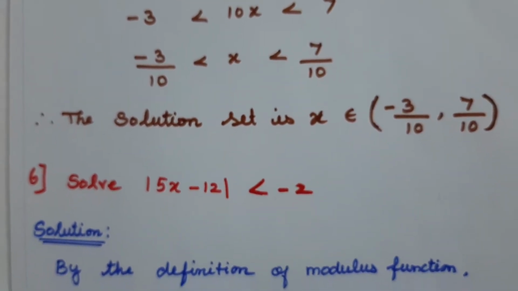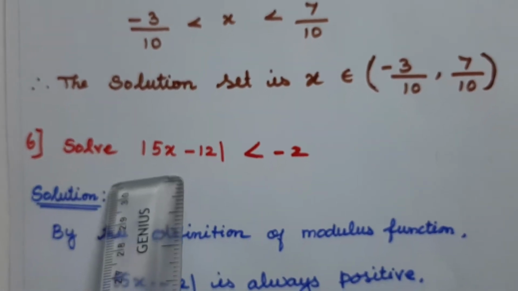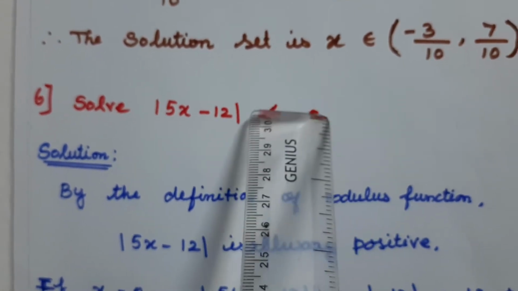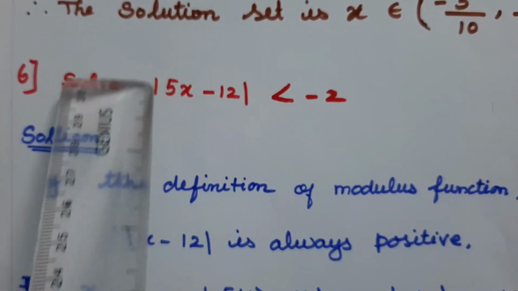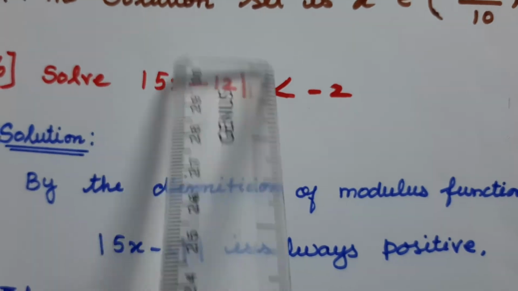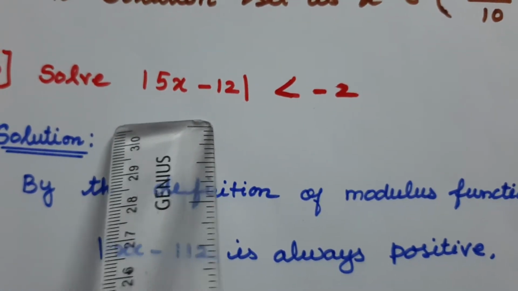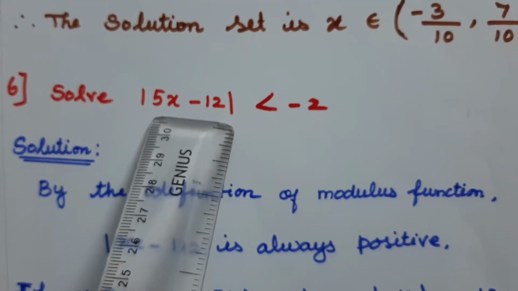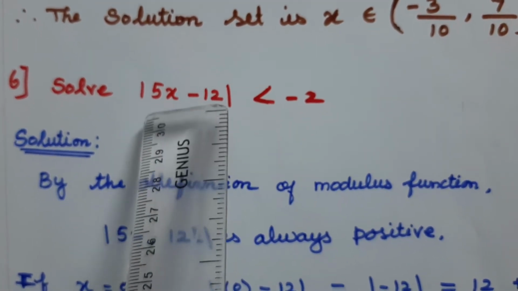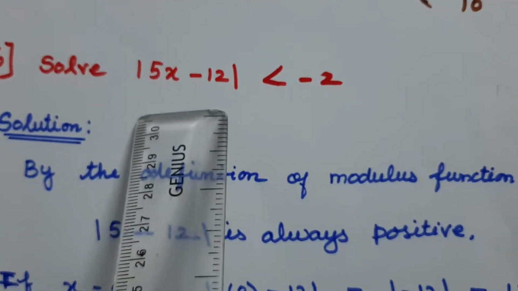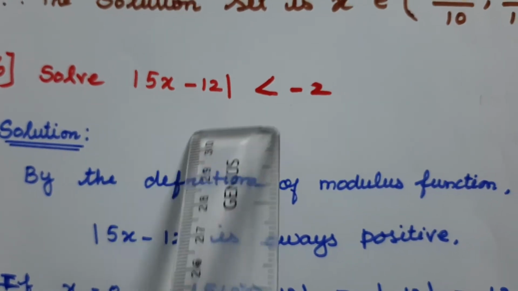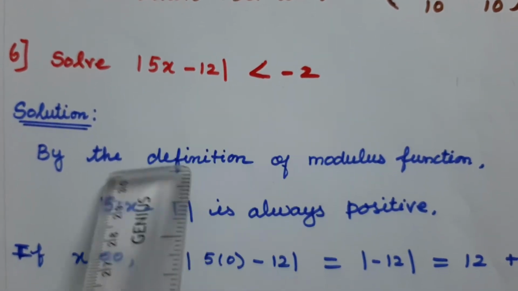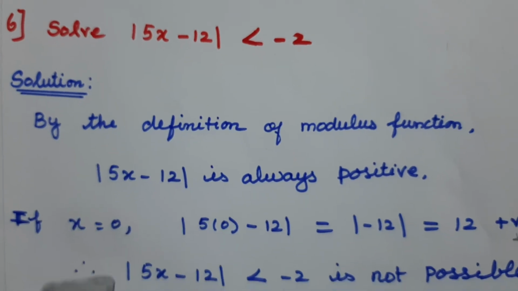Now, sixth sum, solve modulus of 5x minus 12 less than minus 2. See, here only the modulus value is given, with one other constant value, and you know that the modulus value means it is the absolute value. Absolute value will always be positive. So, definitely your positive values will not be less than the negative. Understand? So, I have given an example here.